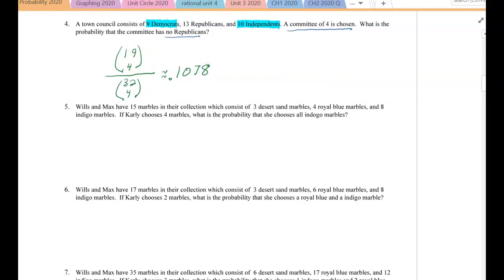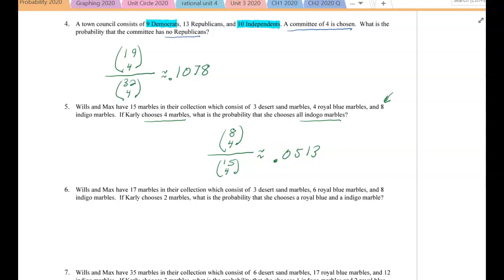For part B, again, we have Wills and Max with their marble collection. Carly wants to choose 4 marbles, all indigo. There are 8 indigo, so the favorable outcomes are 8 choose 4. The total number of possibilities would be 15 choose 4. Typing that into your calculator, you're going to get 0.0513.